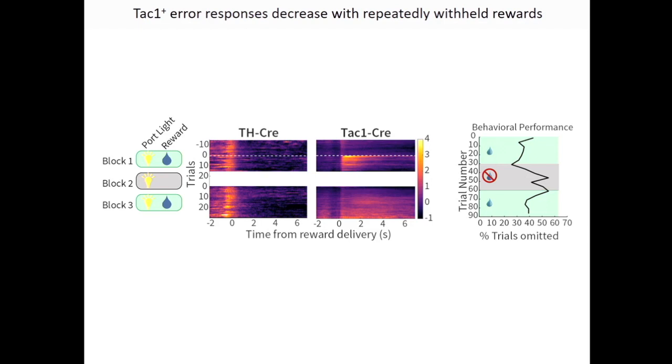So this is a little bit more like an extinction paradigm, where there's a baseline period in which I'm giving them a water reward every single trial. And then at the beginning of the block, I start to withhold every water reward. And that's at this white dotted line.